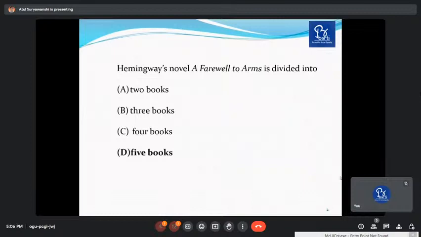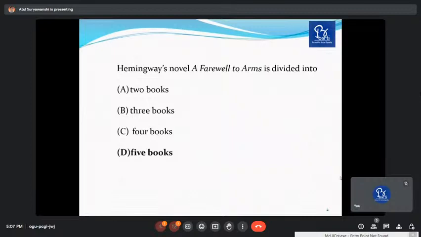Ernest Hemingway, the Nobel-winning writer, widely known as a famous American writer, published his novel in 1929 entitled A Farewell to Arms. This novel, A Farewell to Arms, is divided into how many books is the very first question. The four options are 2 books, 3 books, 4 books, and 5 books. The answer has been darkened here. The answer is D, 5 books.